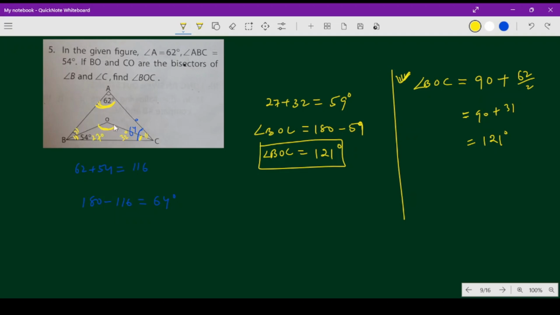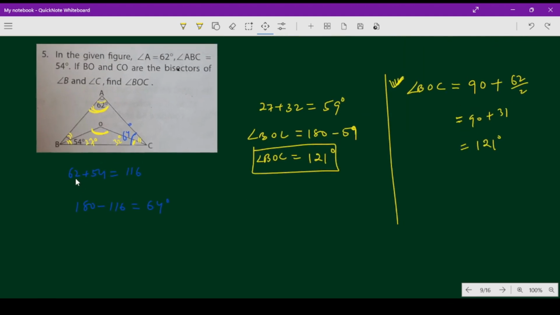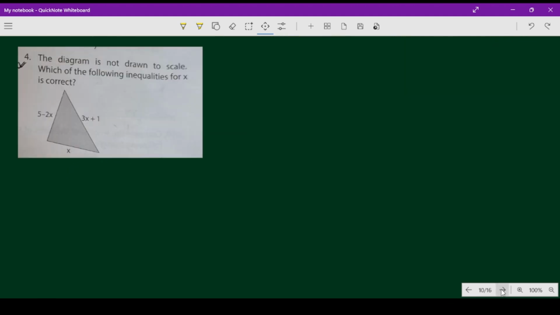As this is the interior bisector of these two angles B and C, then this angle will be equal to 90 degree plus half of this angle A. And if it is the exterior bisector, that will be equal to 90 minus half of the base angle. So this is the question that is based on the properties of triangle. And let's move to another question.